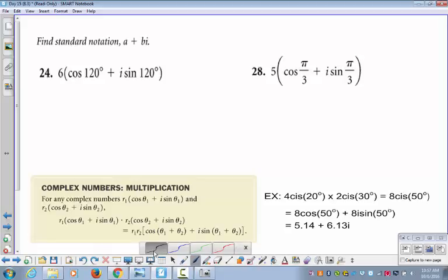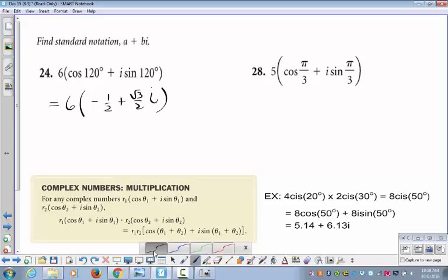Okay, so now when you're looking at this, what I hope you're seeing is that you have a unit circle number scaled by 6. Over here, unit circle number scaled by 5. So cosine theta plus i sine theta is always right on the unit circle. And then the number out in front tells you how far out or how close in to go from that point on the unit circle. So this is simply 6 times cosine of 120 degrees, which is negative 1/2. Sine of 120 degrees is root 3 over 2.